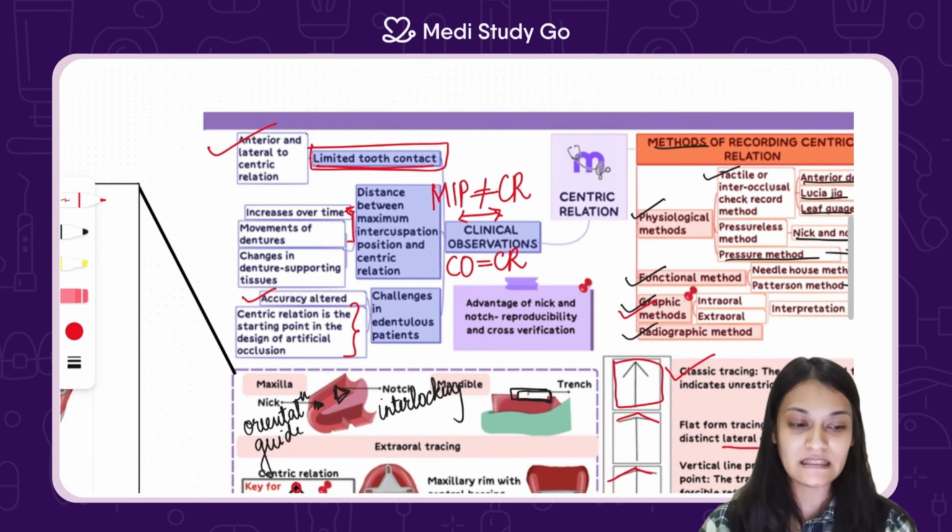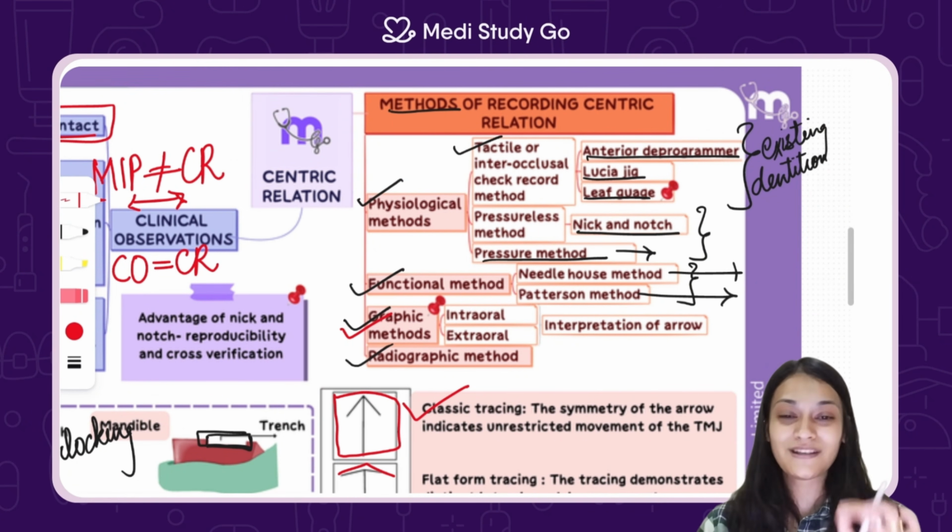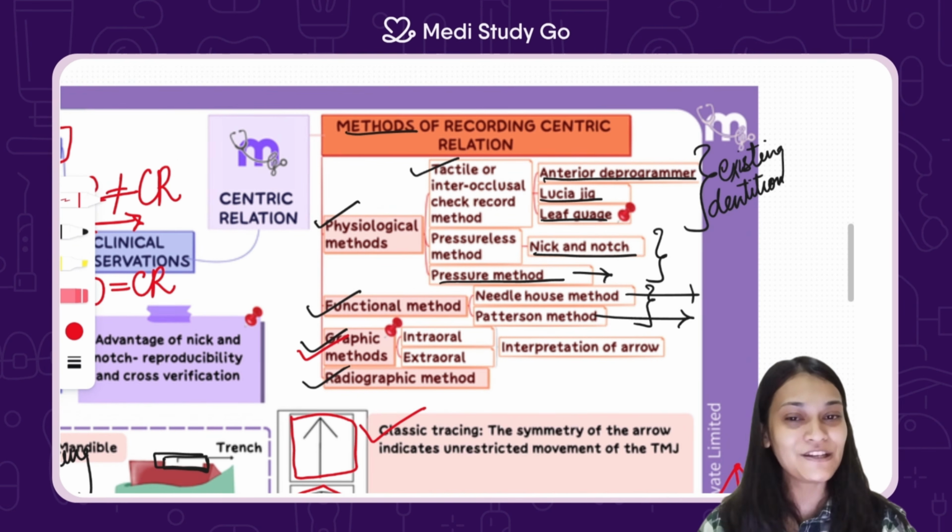I hope this was easier for you to understand. There can be a long question expected out of this. And don't worry, just revise this entire mind map and you should be good to go.